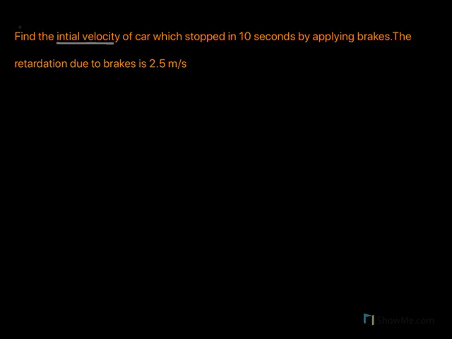Find the initial velocity, that is u, of a car which is stopped. Because it is stopped, the final velocity v equals 0, in 10 seconds, time equals 10 seconds. By applying brakes, the retardation due to the brakes is 2.5 meter per second square. So here the acceleration is retardation, so we have to put minus 2.5 meter per second square.